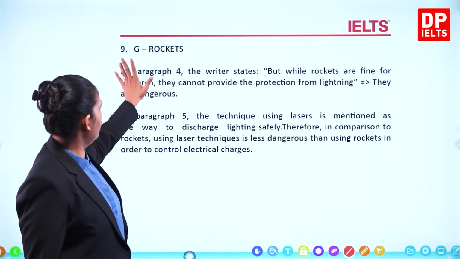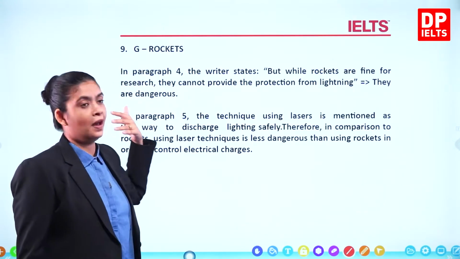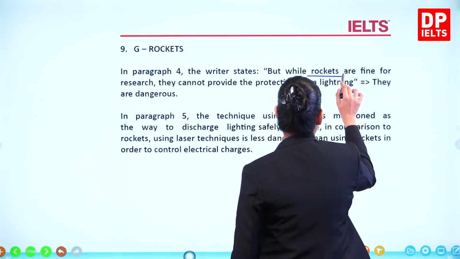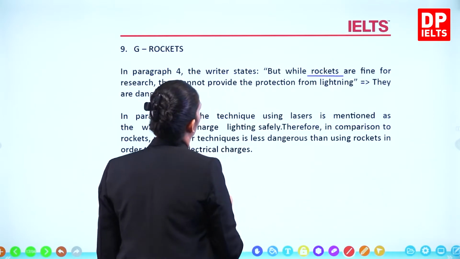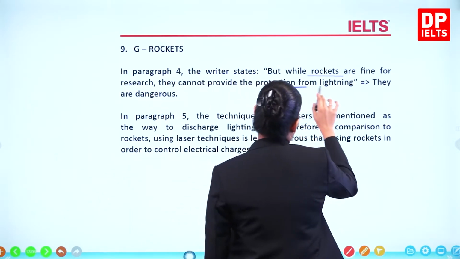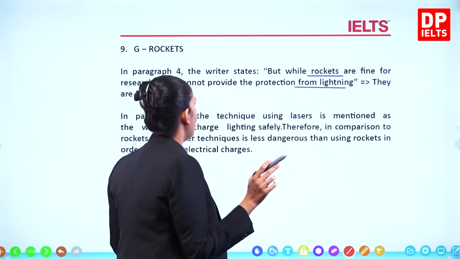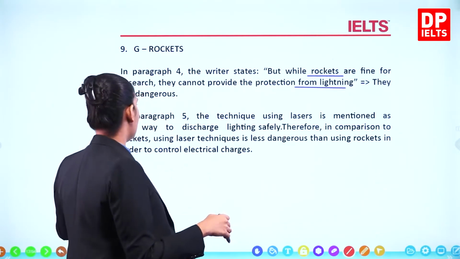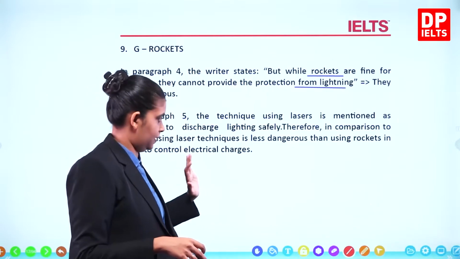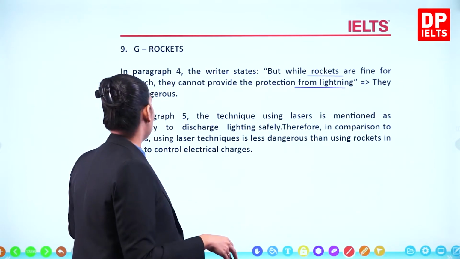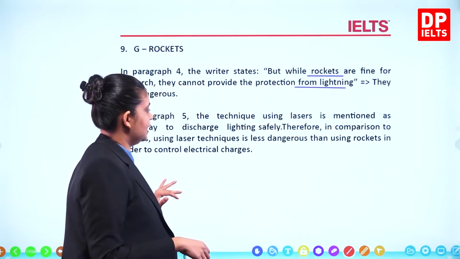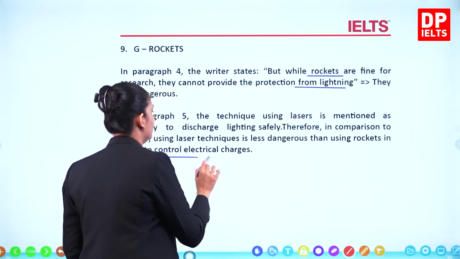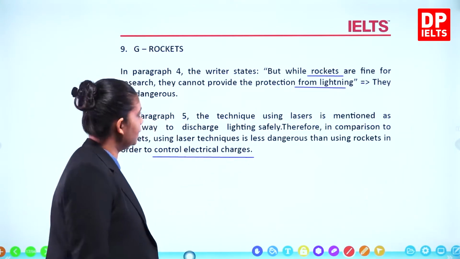So 9, the answer is rockets. So if you go to para 4, the writer says, but while rockets are fine for research, they cannot provide the protection from lightning. So they are dangerous, okay? And if you go to para 5, the technique using lasers is mentioned as the way to discharge lightning safely. Okay? Therefore, in comparison to rockets, using laser techniques is less dangerous than using rockets in order to control electrical charges. Right?